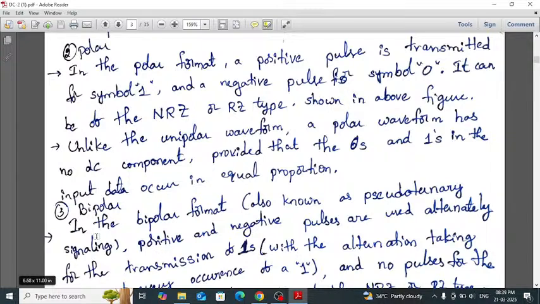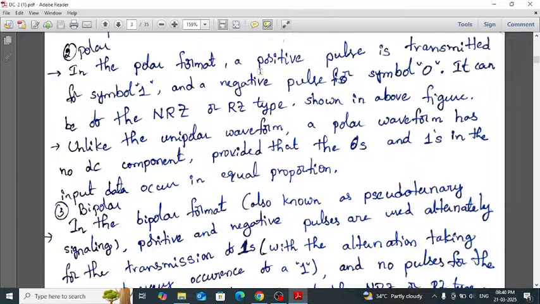So the next type is the polar format. Polarity generally means it should have both positive and negative. Here we have the bipolar and here we have the polar. Generally polar means positive as well as negative. So what is the difference between polar and bipolar? We will see in the next.